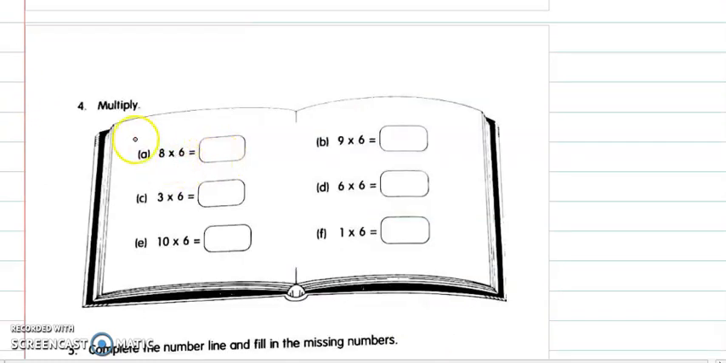Next, here we have the multiplication, page number 30 of the activity book. We need to multiply 8 times 6 or 6 times 8. If we say 6 times 8 or 8 times 6, it gives the same meaning. It is equal to 48. Now 9 times 6 is 54. 3 times 6 gives 18.